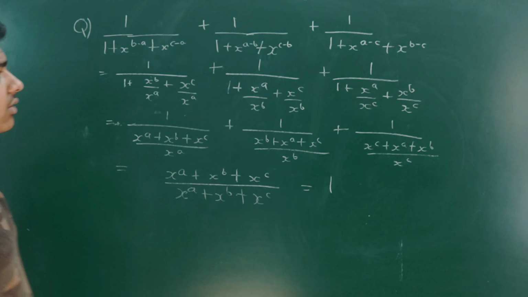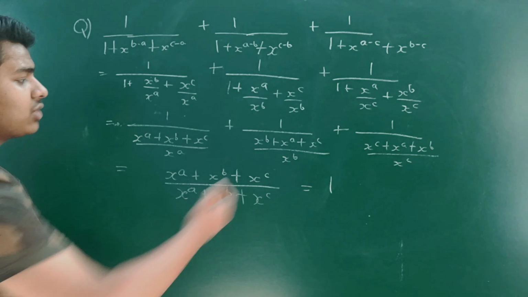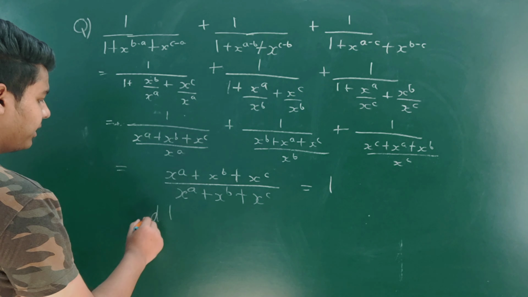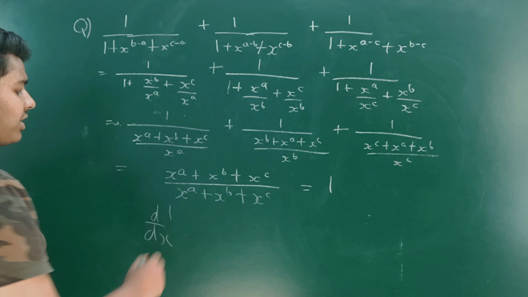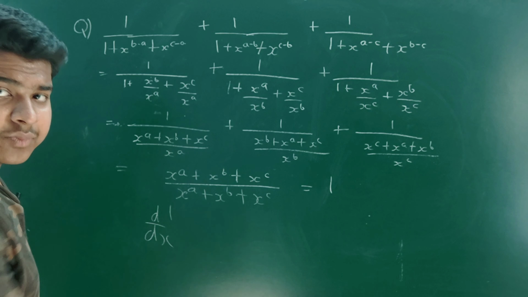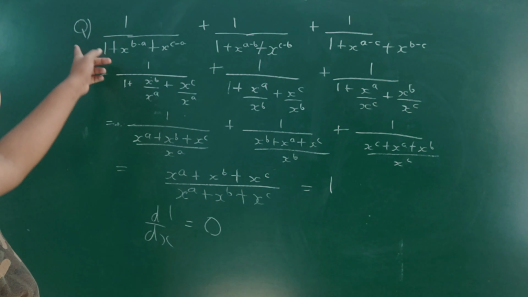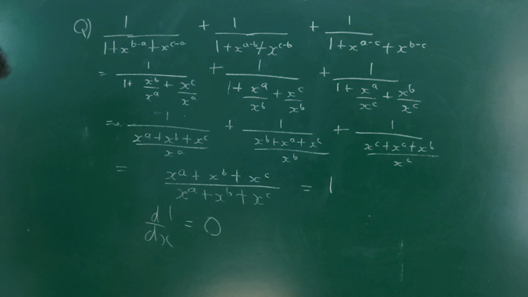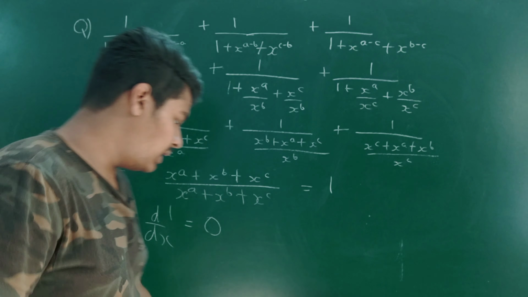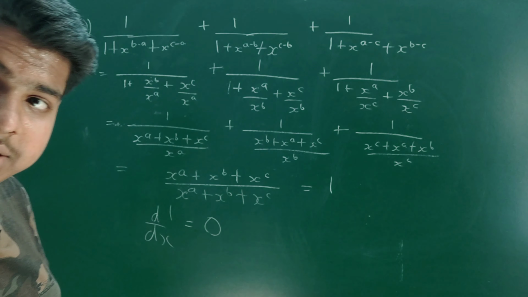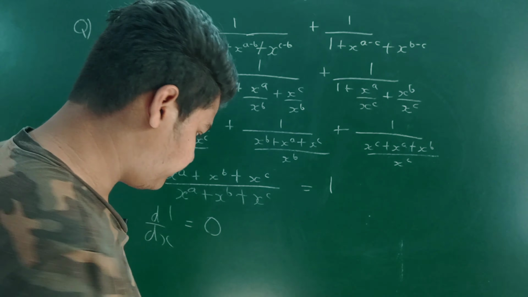And now we have been asked to differentiate it. So if we differentiate 1 with respect to x, it comes out to be 0. This is the answer for the differentiation of this question. Note it down. Now I'll erase it so that we can move on to the next question.